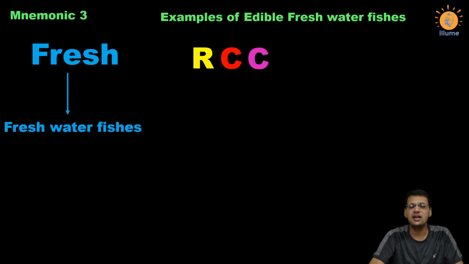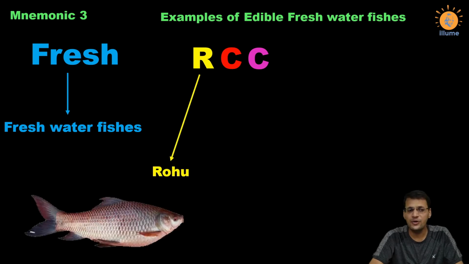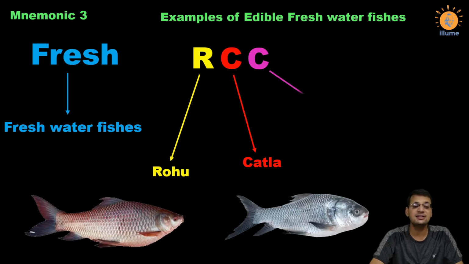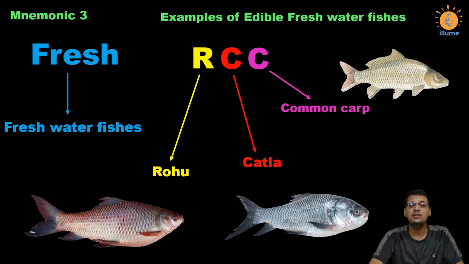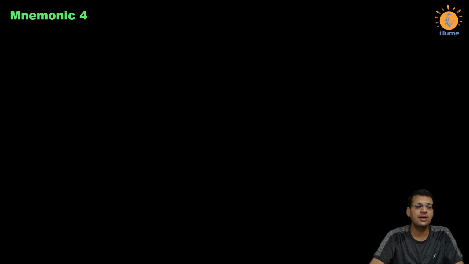Fresh would definitely stand for freshwater fishes. R would help us remember rohu fish. Then comes C, which would remind us about katla fish, and the next is C, that helps us remember common carp fish. That means rohu, katla, and the last one common carp. All these fishes are freshwater fishes and are frequently used as edible fishes. Very important question for NEET.